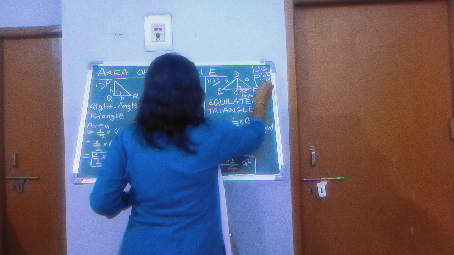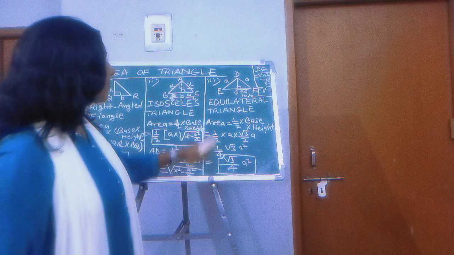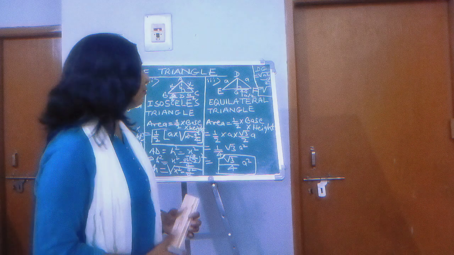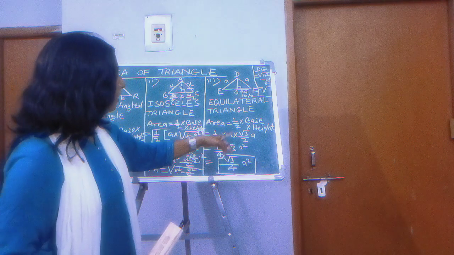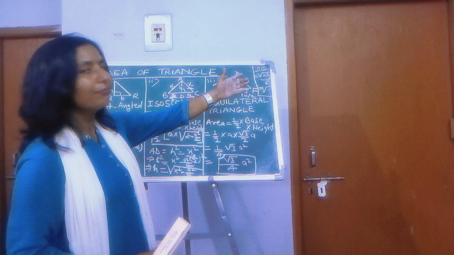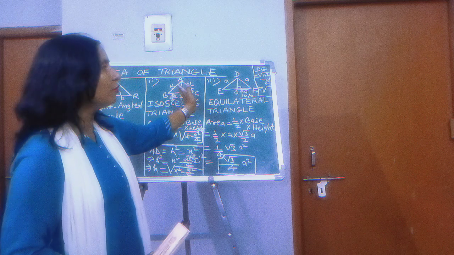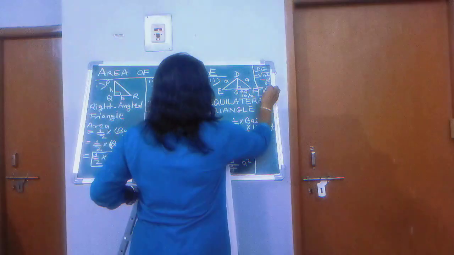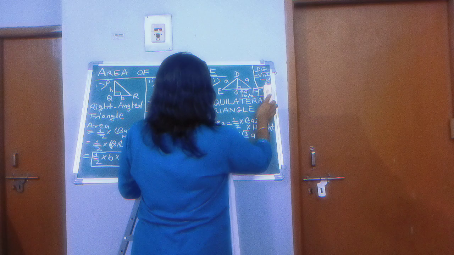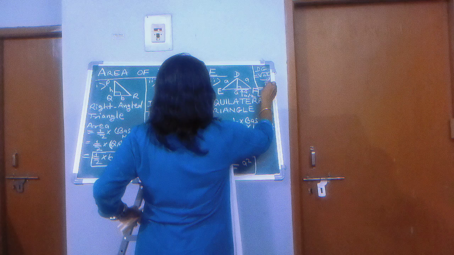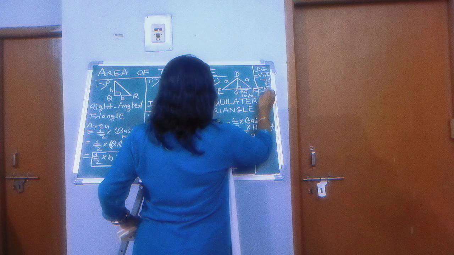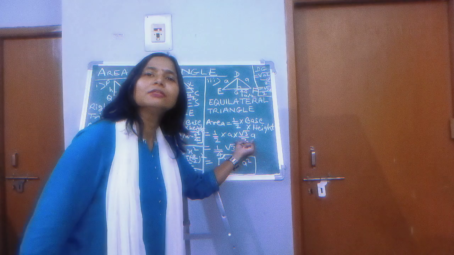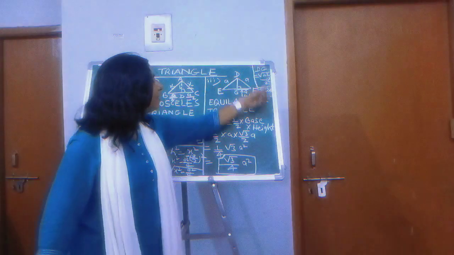And this is equal to under square root 4A square minus A square, which is 3A square by 4. So finally from A square, A will be outside, and from 4, 2 will be outside. So this height will be equal to root 3 by 2 A. Root 3 by 2 A. So this is the value of height or altitude which we have found.